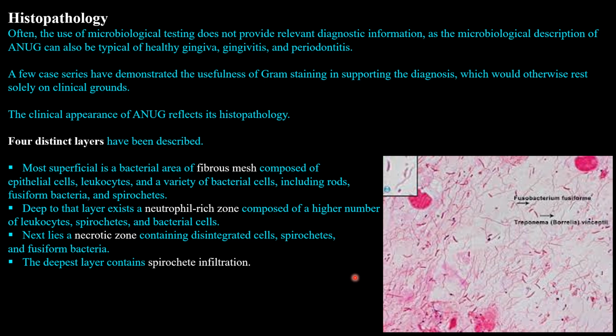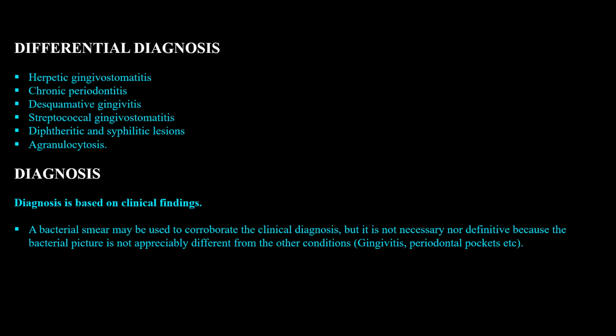There are four distinct layers that could be seen in an ANUG lesion. The superficial layer is formed of a fibrous mesh, which is composed of epithelial cells, leukocytes, bacterial cells, including rods and fusiforms and spirochetes. Next to that is a neutrophil-rich zone, which is composed of a high number of leukocytes, spirochetes, and bacteria. Next lies the necrotic zone, which contains disintegrated cells and spirochetes and fusiforms, and the deepest layer contains spirochete infiltration.